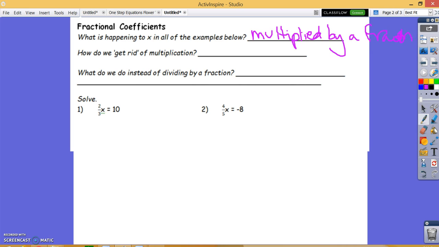So how do we get rid of multiplication? This is a fraction, by the way. We would normally divide, but here's the thing. We don't ever divide fractions. So the next question says, what do we do instead of dividing fractions? What we always do is we multiply by the reciprocal. So make sure you're writing that in. Multiply by the reciprocal. Okay?